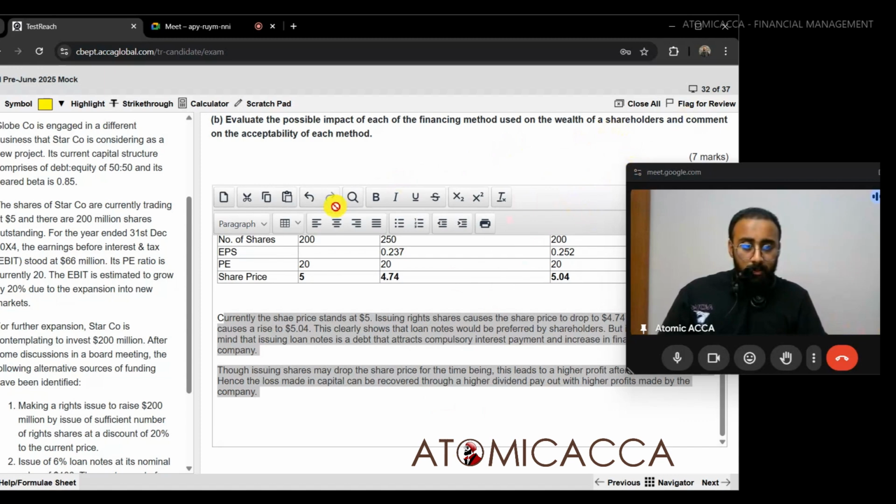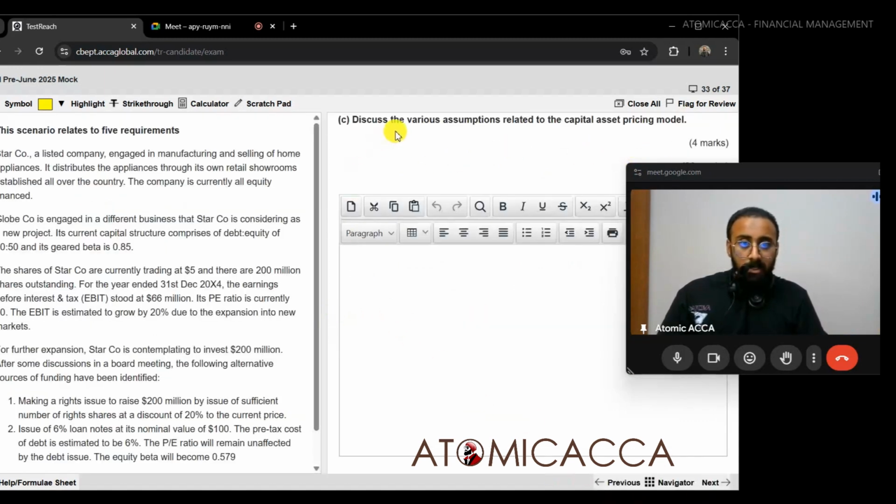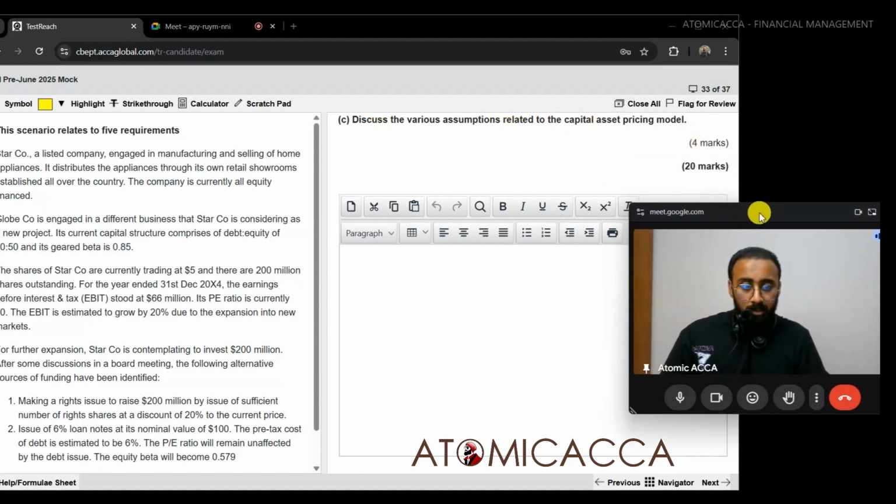Cool. So the last question was 9 and this is 7, so we're not done. I think we have one more question. Discuss the various assumptions related to the capital asset pricing model. So the question is for 4 marks.